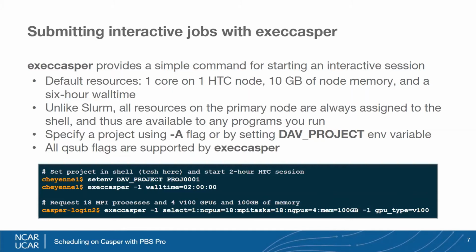So for the second example here, you can see how this gets a little bit verbose sometimes. If, let's say, I wanted to ask for 18 MPI processes in my job, 4 V100 GPUs and 100 gigabytes of memory. So I would have this big select statement of ncpus equals 18, mpiprocs equals 18, ngpus equals 4, and mem equals 100 gigabytes. And then I'd specify the GPU type as V100. So this is a bit cumbersome to type out.